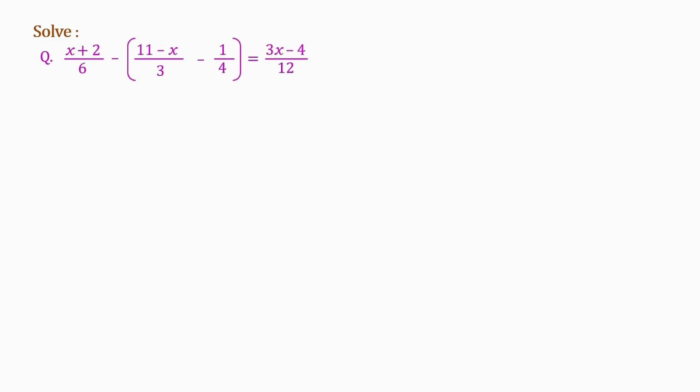Now we are going into a more difficult type of equation. So let us take a look at how we are going to solve this. The question is x plus 2 by 6 minus within bracket 11 minus x by 3 minus 1 by 4 equal to 3x minus 4 by 12.